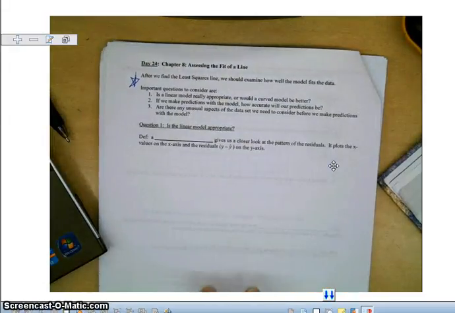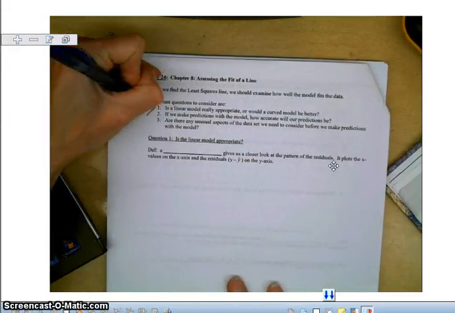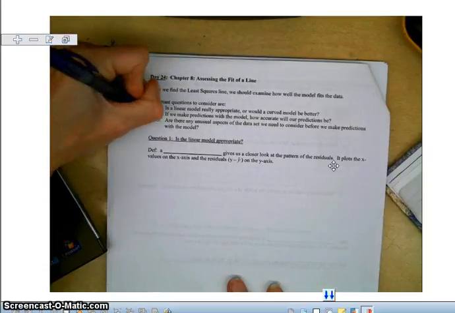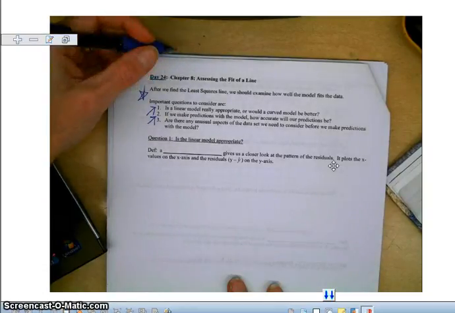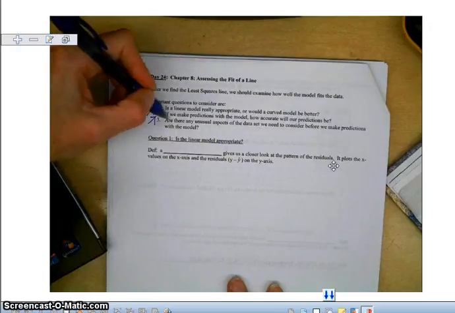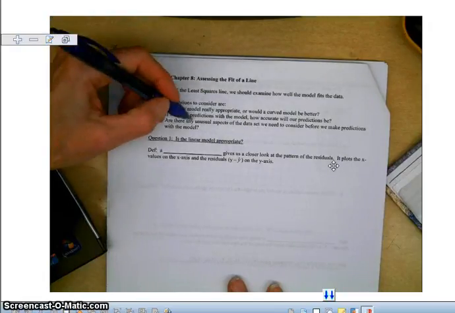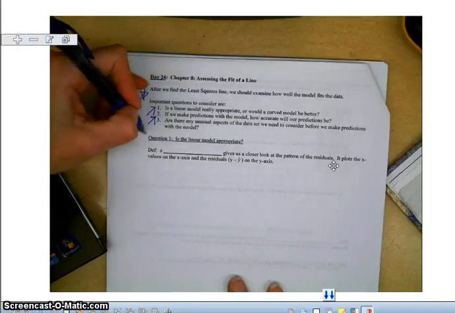So, important questions to consider. Is a linear model really appropriate, or would a curved model be better? If we make predictions with the model, how accurate will our predictions be? And are there any unusual aspects of the data we need to consider before we make predictions?